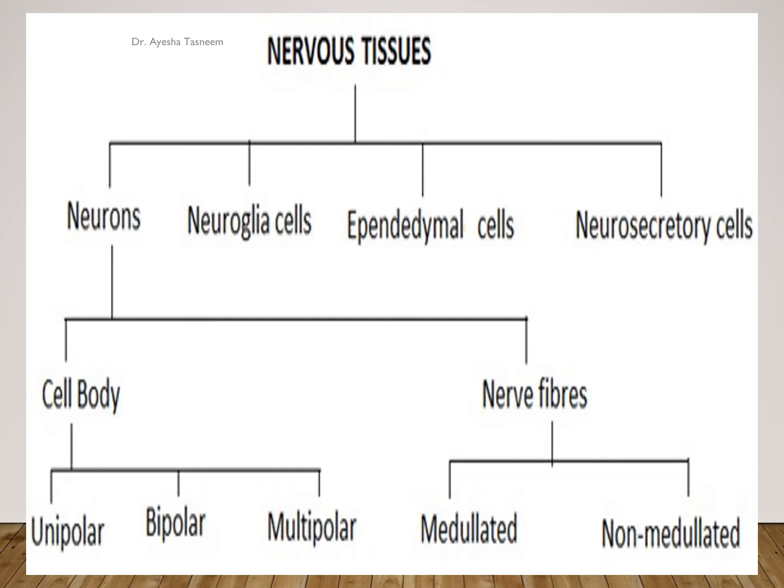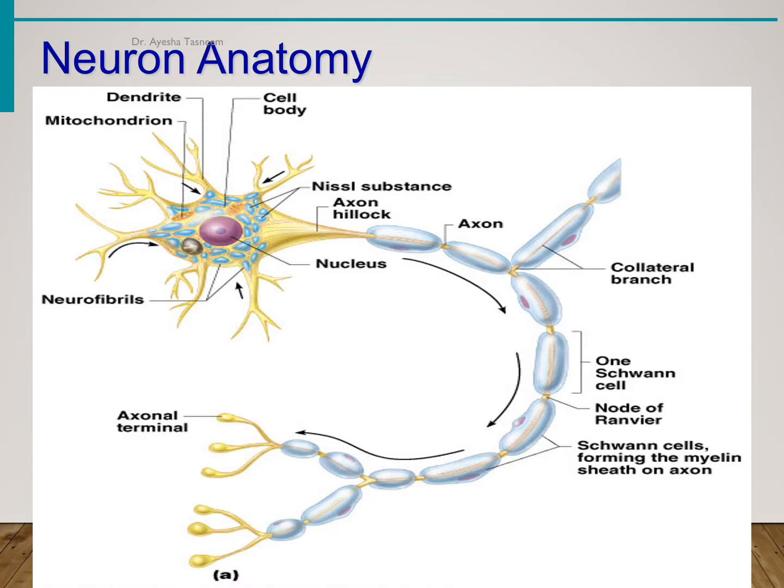Then we come to other supportive structures of the nervous system. That includes the neuroglia, ependymal cells, and neurosecretory cells. Then we come to the neurons. A typical neuron has this shape.